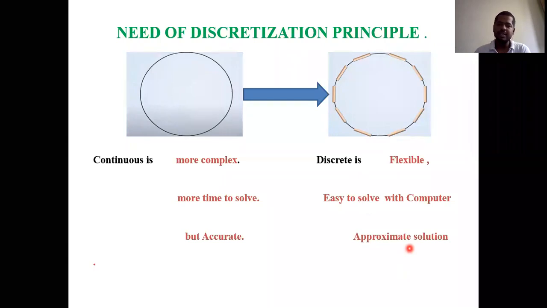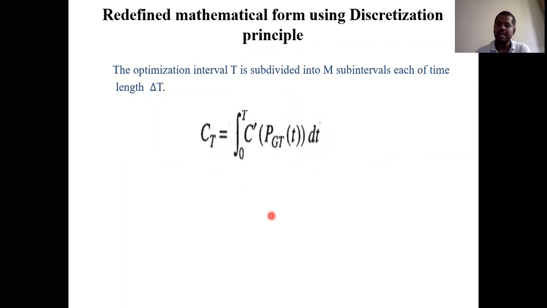Okay, so this is the basic difference between a continuous signal and a discrete signal. Now we need to apply this discretization principle to our continuous objective function, and at the same time to the continuous constraints. So let's go for that. Whatever objective function we have in continuous form, we need to redefine from continuous to discrete. So how we can redefine it is like this.